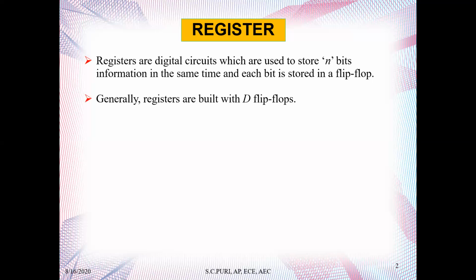Now, generally registers are built with D flip-flops because that is the easiest way to store memory. Why? Because in a D flip-flop we know that the output simply follows the input. So if D is 1, you will store 1. If D is 0, you will store 0. So that is a very easy way to store any memory in a flip-flop as such. So therefore registers are built with D flip-flops.